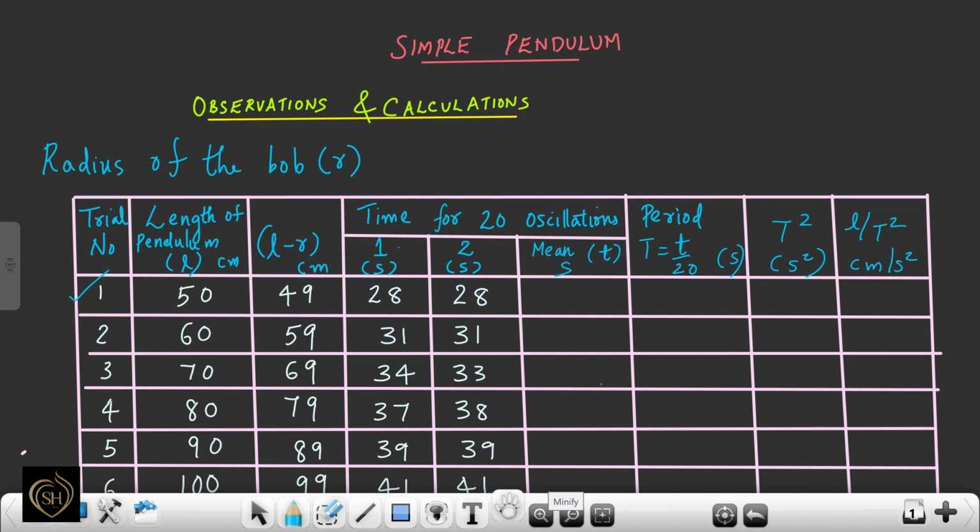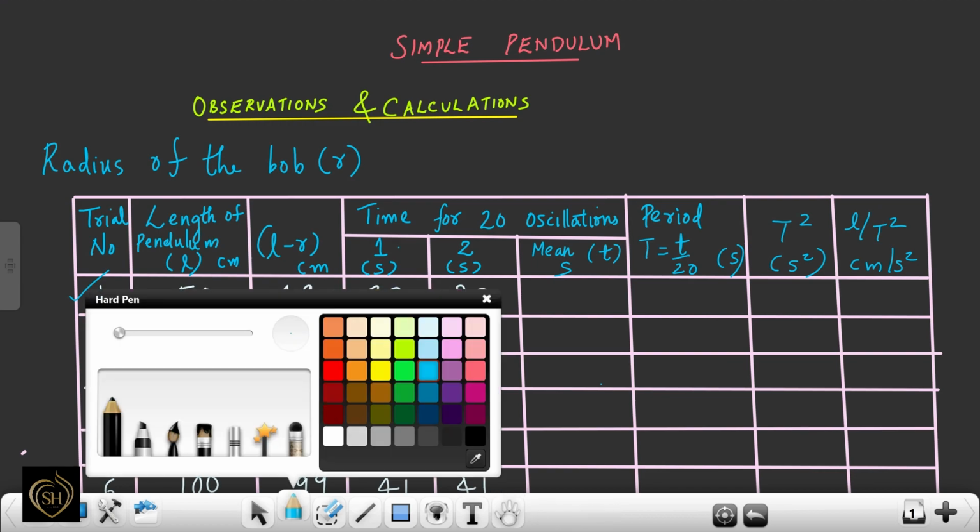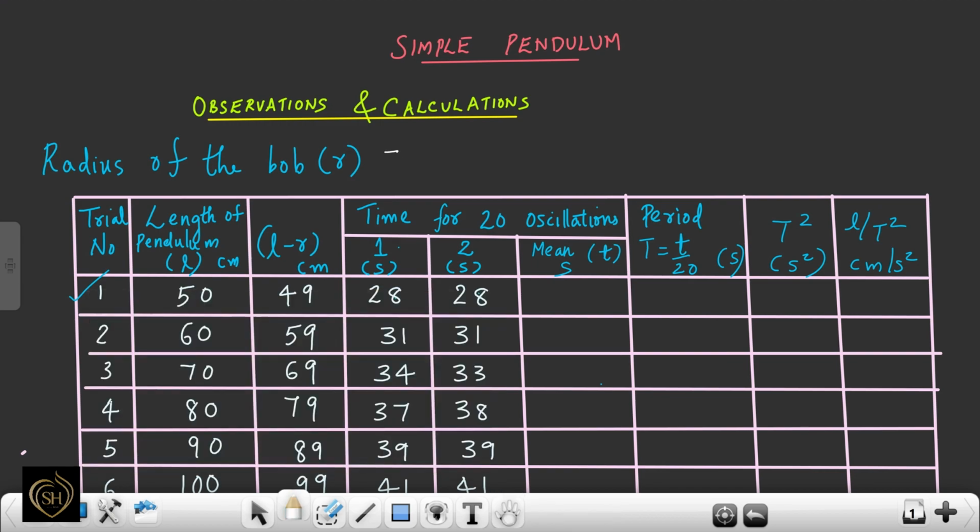Simple pendulum observations and calculations. Already you determined the diameter of the pendulum bob as 2 centimeter. Therefore, radius of the bob R is equal to diameter D divided by 2. That is 2 by 2 is equal to 1 centimeter. Radius of the bob is equal to 1 centimeter.